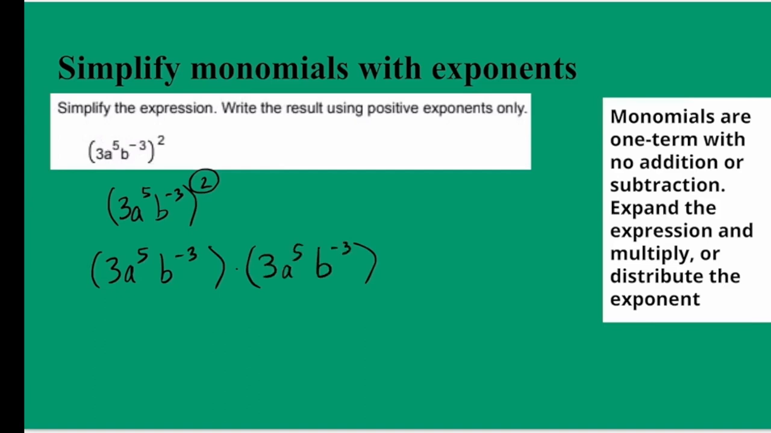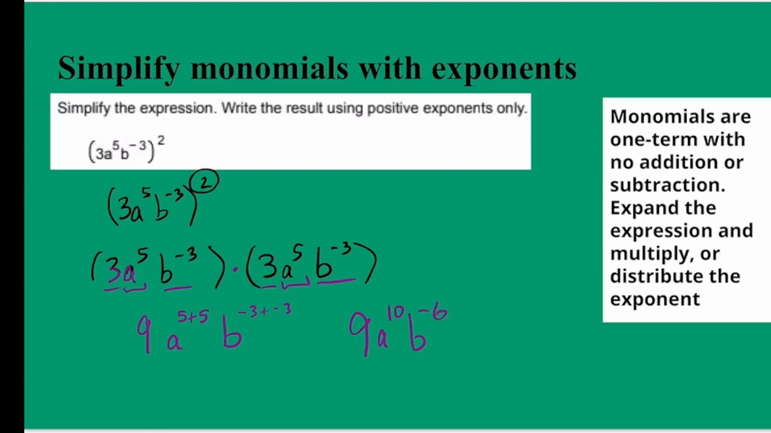So the rules for multiplying monomials, the numbers we just multiply as is. So we have 3 times 3. That's going to give us 9. A to the 5th times a to the 5th. We add those exponents. So 5 plus 5 is 10. And then for the b, again, that's being multiplied. So it's -3 plus -3. So your answer would become 9a to the 10th, b to the -6.